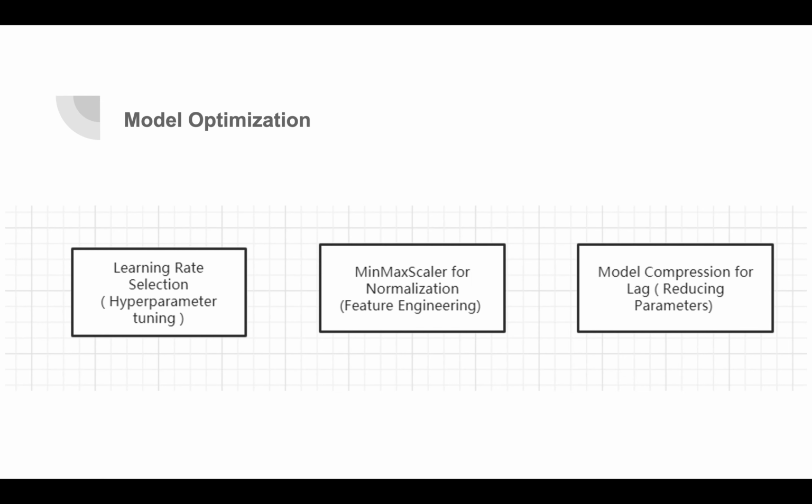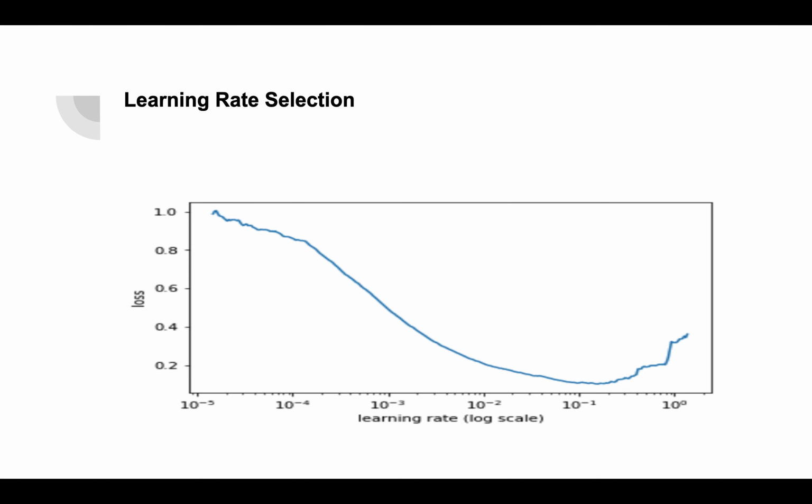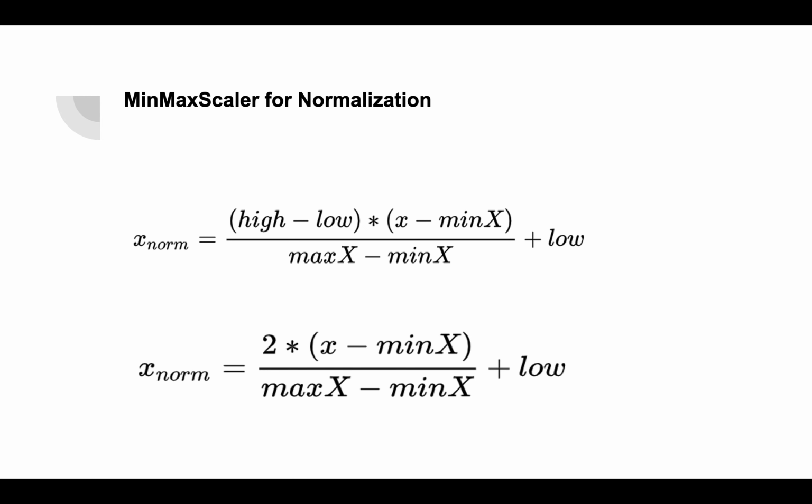So for model optimization, the first thing is learning rate selection. You can see in this graph, we can find the value of the learning rate which corresponds to minimal loss. However, due to overfitting and the data explosion phenomenon, we often go one order of magnitude before to choose a suitable learning rate to improve the model performance and persistence.